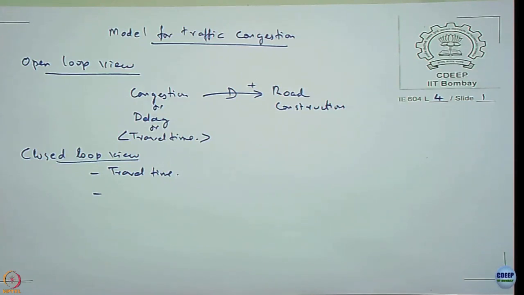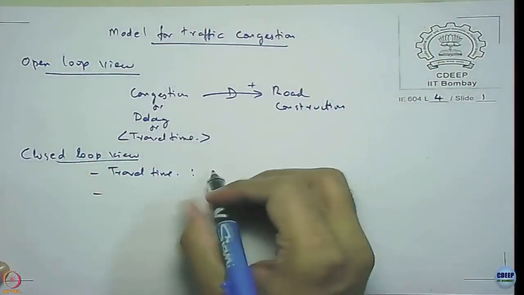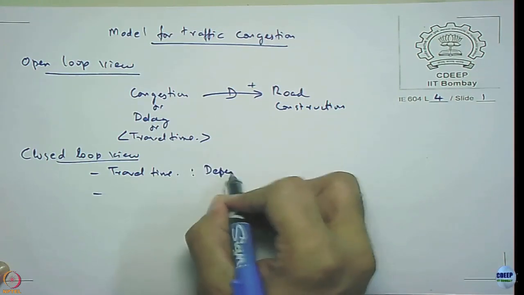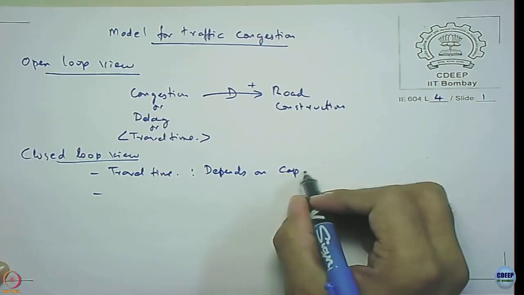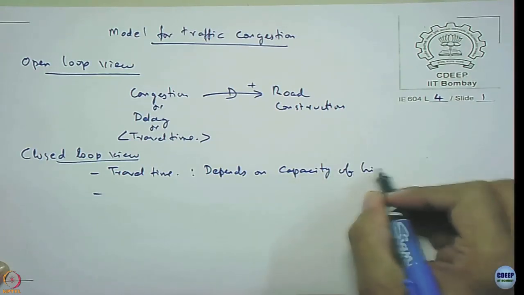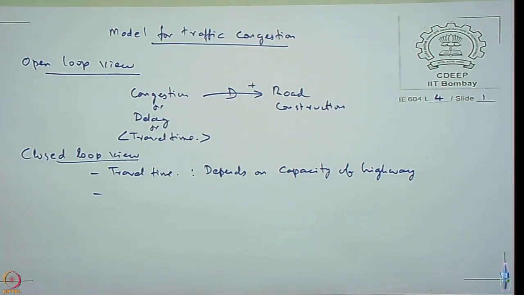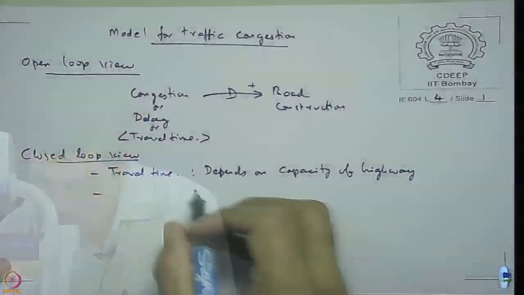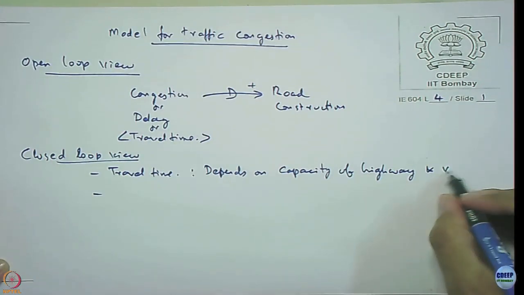We will make it part of the capacity, let us say highway capacity. So, travel time depends on capacity of highway. Capacity of highway in turn depends on the number of lanes, the quality of the road, the number of signals, or other bottlenecks that can appear at some distinct points in space. So travel time depends on capacity of highway and volume of traffic.